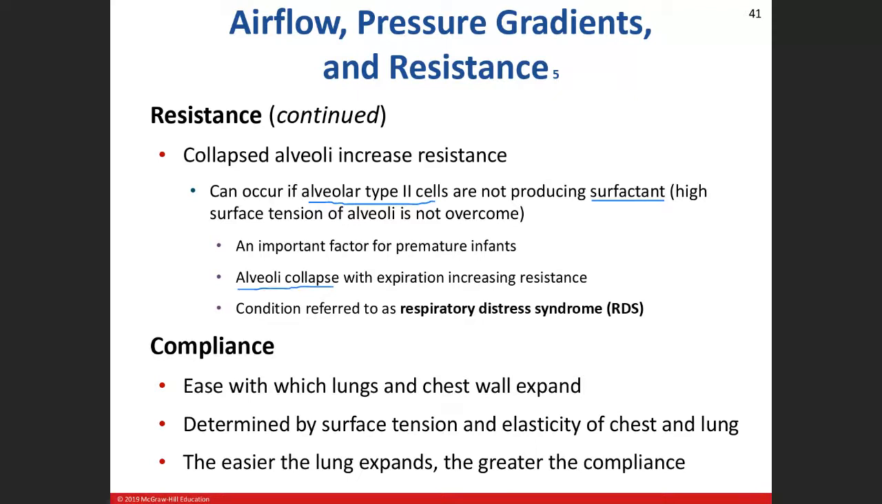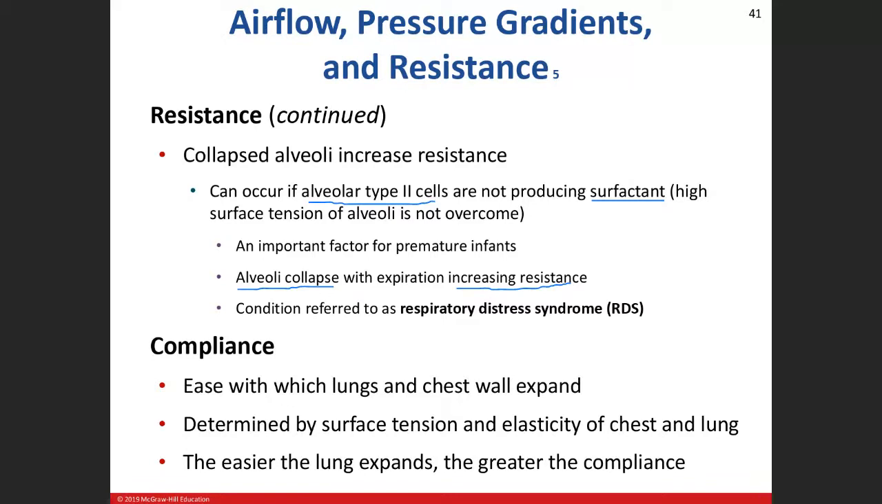All right. So when we see that, because they don't have that surfactant, and we have that increased resistance occurring, we give it a name. And we call that respiratory distress syndrome, or RDS.